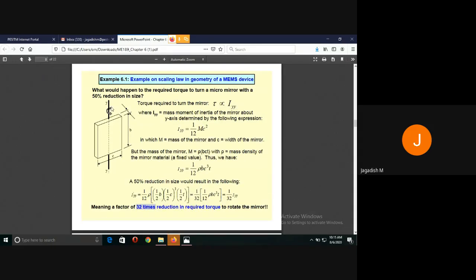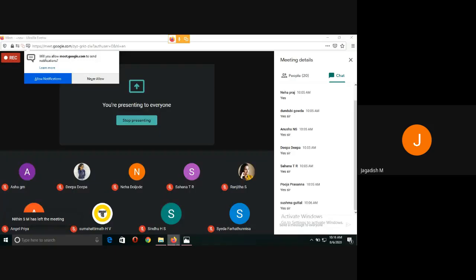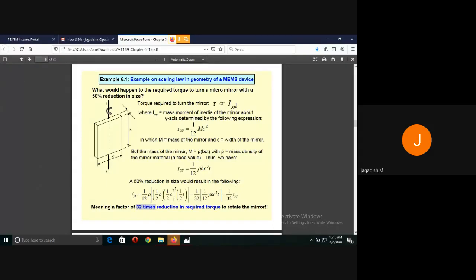So we have the micromirror here whose dimensions are given by C, B, and T. Now, if these individual dimensions are reduced by 50%, then the question asks us to find the torque of the micromirror. So first, we need to establish the relation, that is the torque is proportional to the mass moment of inertia. Now, this mass moment of inertia should be expressed in terms of C, B, and T.